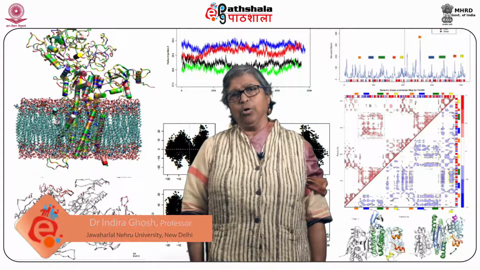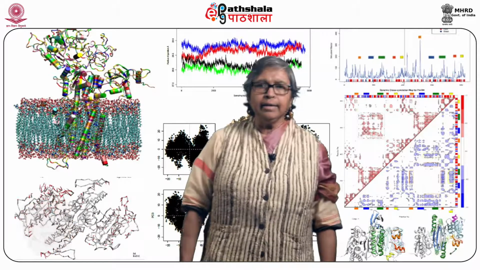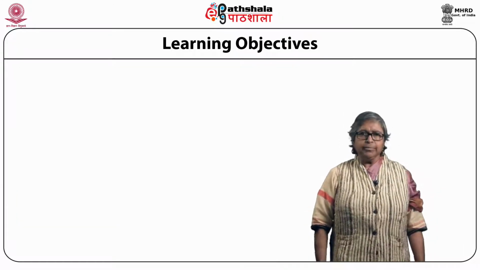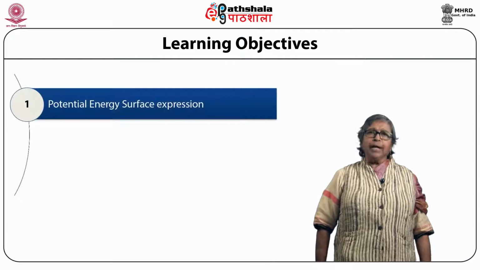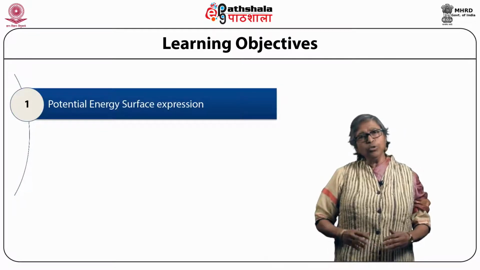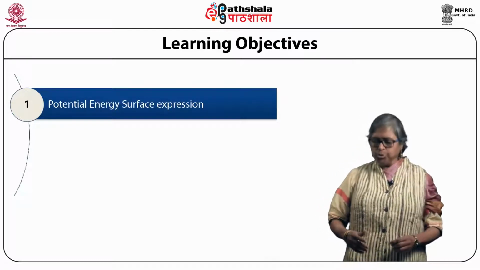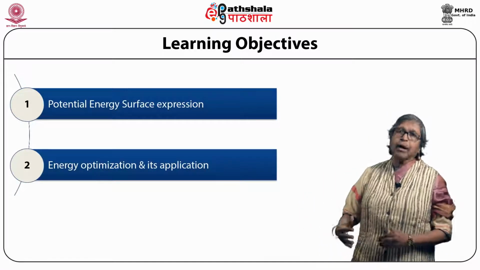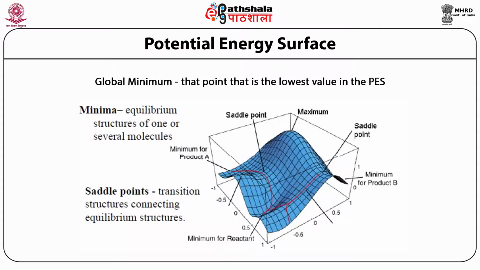Today we are going to talk on the module Potential Energy Surface under the paper Computational Biology. Our learning objective is how you define the potential energy surface, and its expressions. And also we will try to explain, once we calculate the energy, how we optimize this energy and where the applications are.